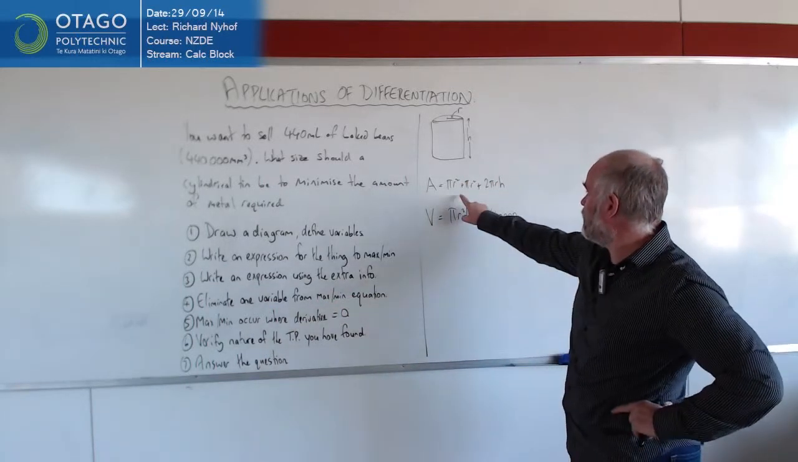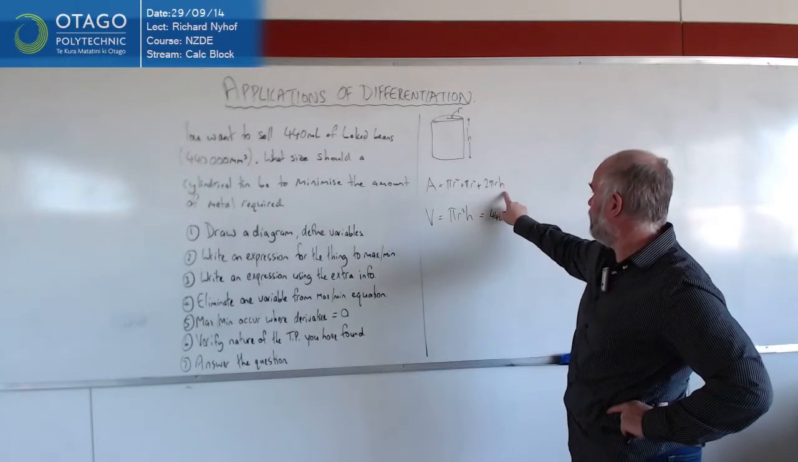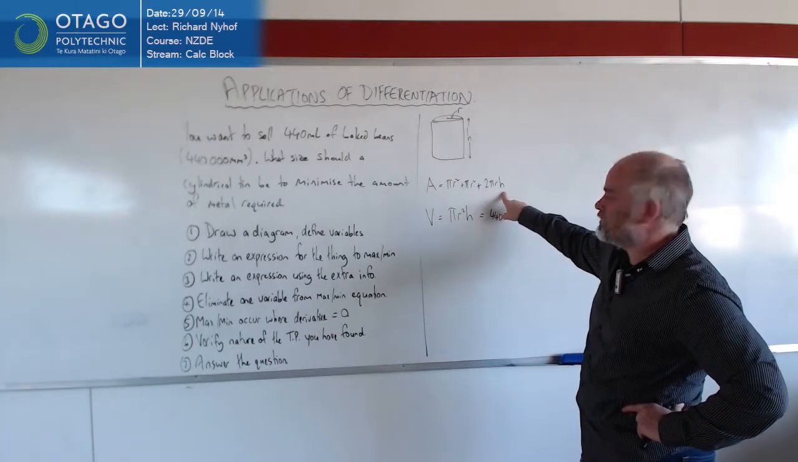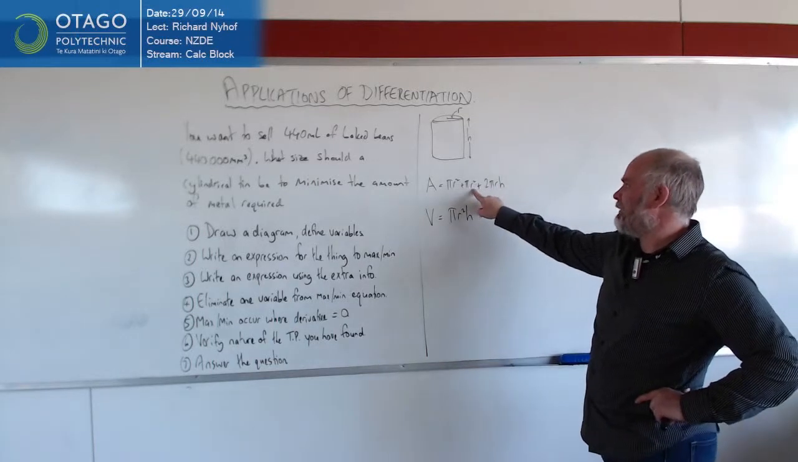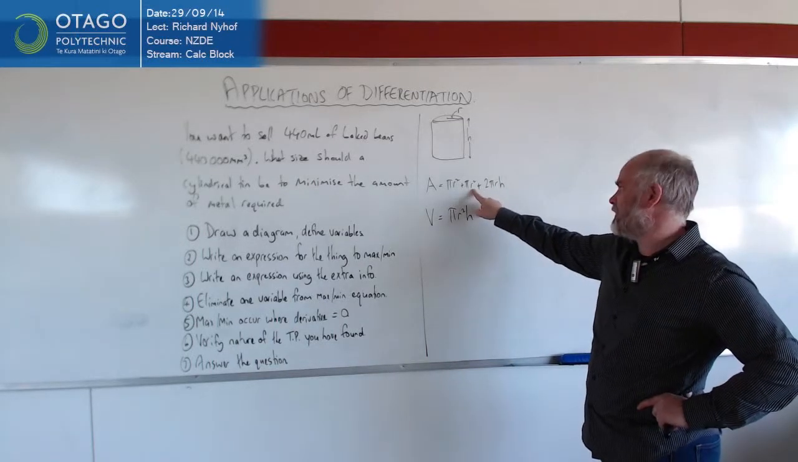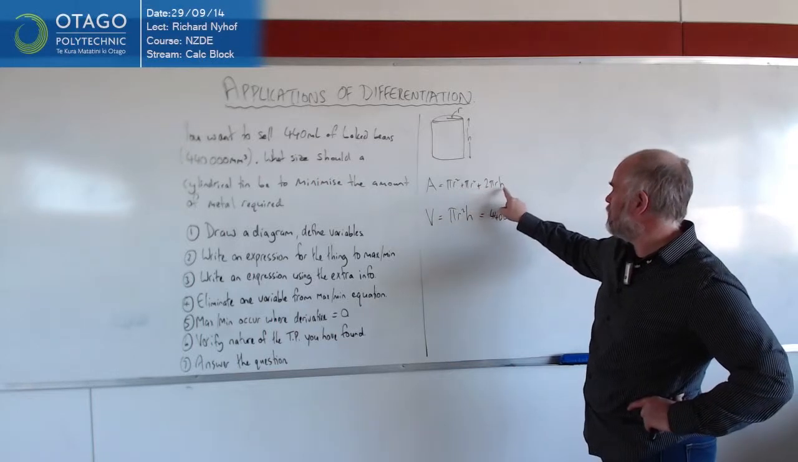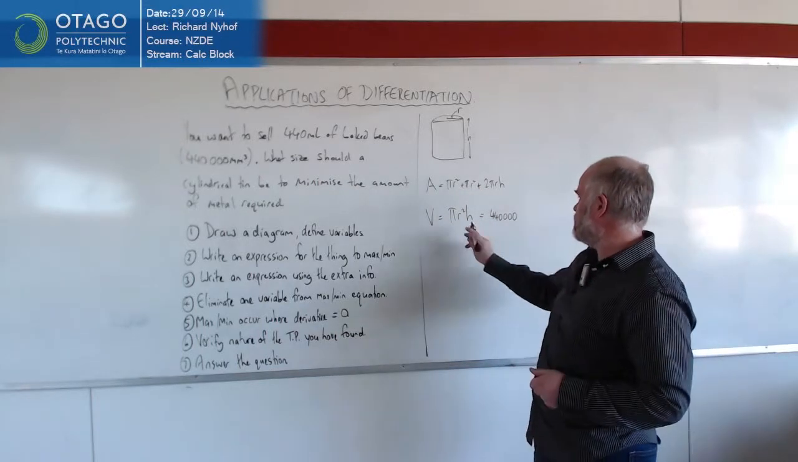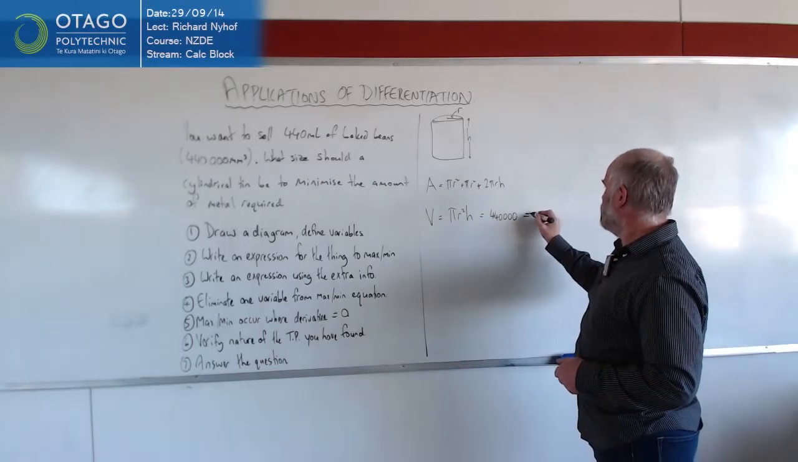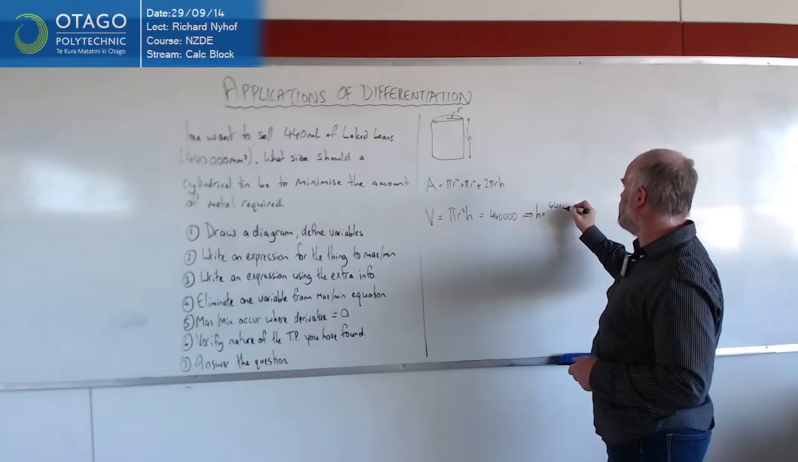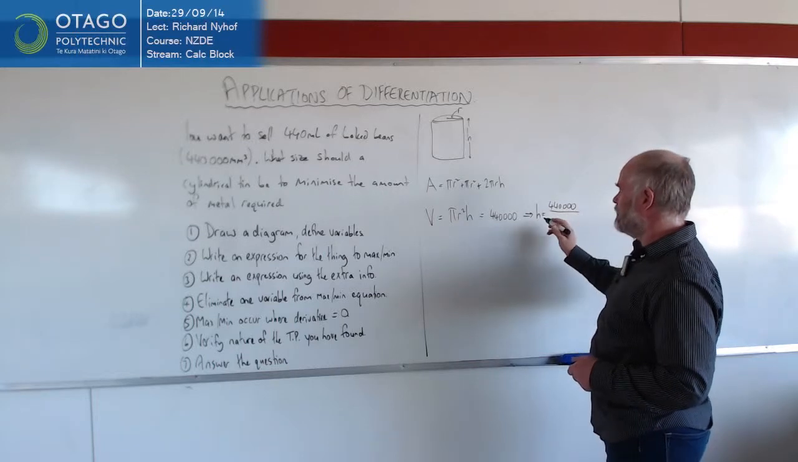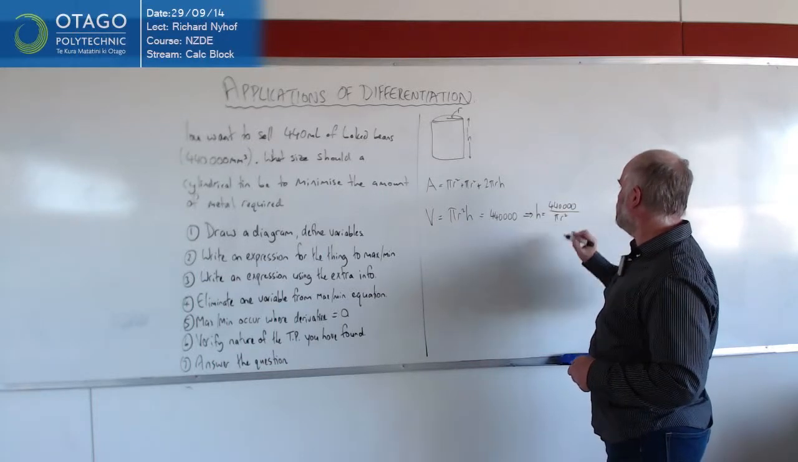Eliminate one variable from the max-min equation. So either I've got to get rid of the r's or the h. And it looks to me it's going to be much, much easier to get rid of the h, because the r's got both an r and an r squared, so it's going to be messy if I try and eliminate the r. So let's just go with eliminating the h, which means I need this one to get me h equals. So it'll be 440,000 divided by pi r squared.